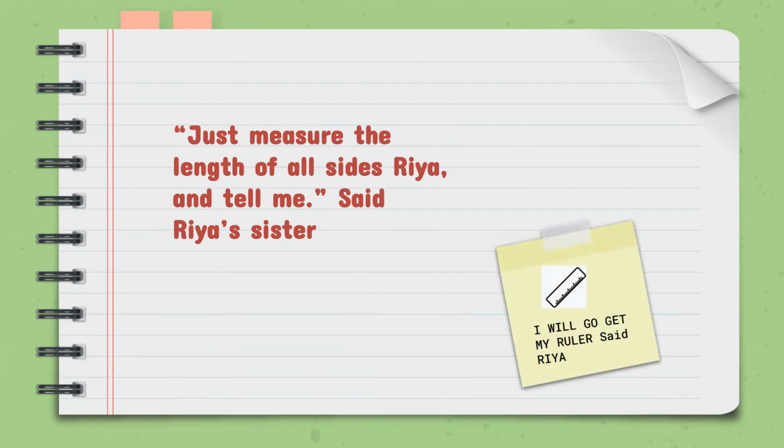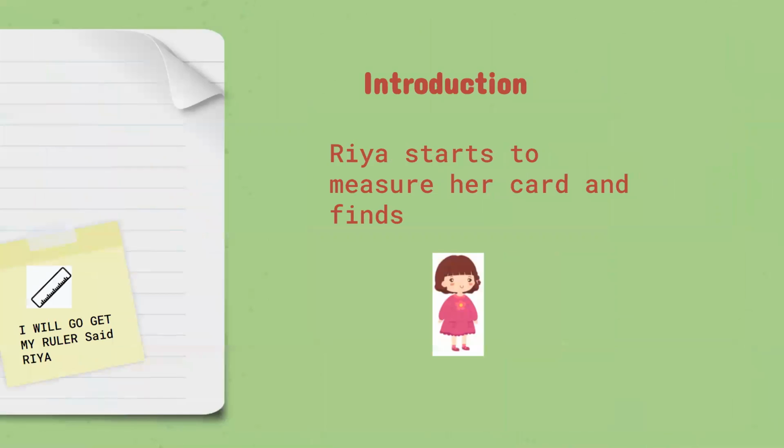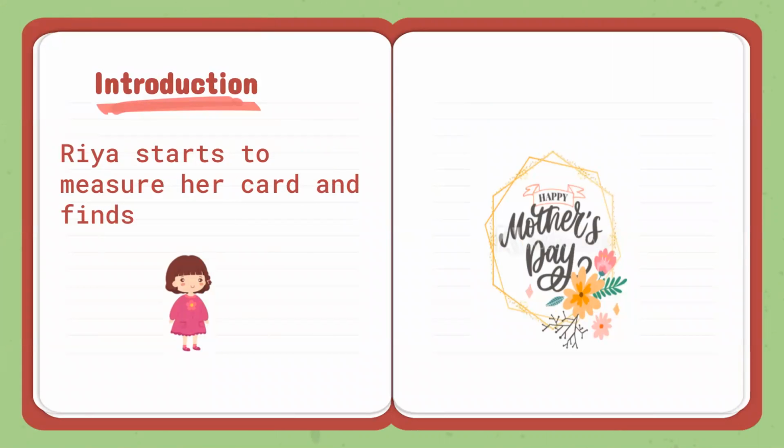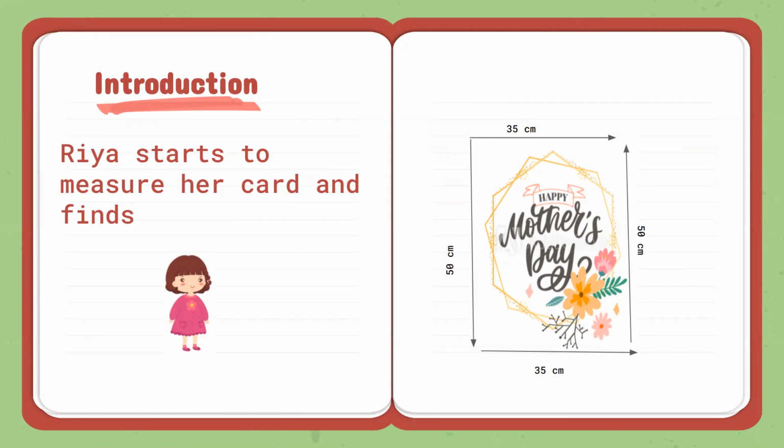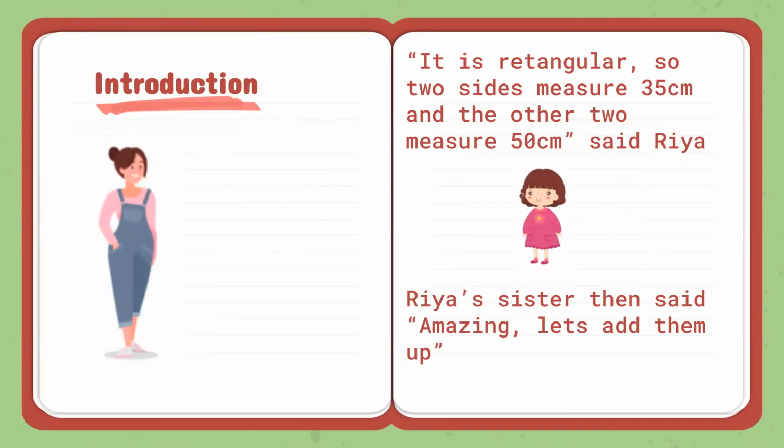Ria then thinks for herself that, okay, if I just have to measure the four sides, I'll go get my ruler and just measure the card. So when Ria starts to measure her card, she finds that one of the lengths is 35 centimeters. दूसरे side का length है 50 centimeters. Now because Ria knows this is a rectangular card, the opposite sides of this card will be equal. So the side opposite to 35 centimeters will also be 35 centimeters, and the side opposite to 50 centimeters will also be 50 centimeters. So she goes and reports this to her sister.